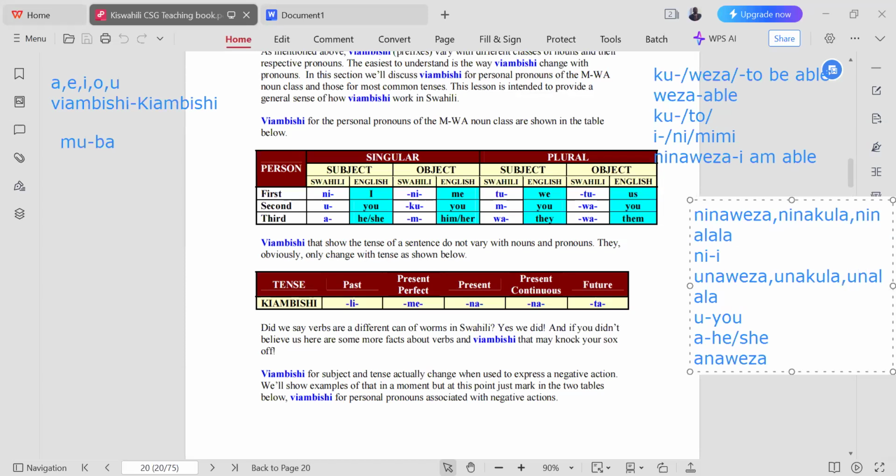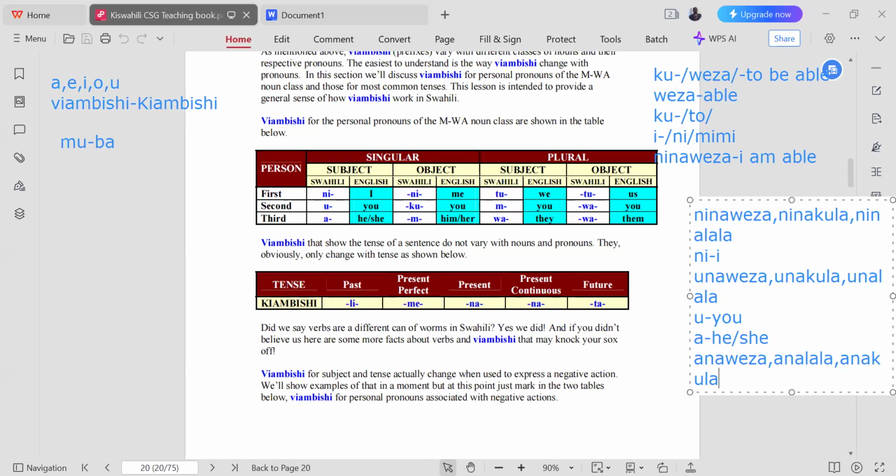What about the third one? In the third person pronoun, a, we start with the word anaweza, then you go to analala, anakula. Perfect. So that is in that aspect of the prefix. She slept, she ate, what was the other one? She was able, she is able.